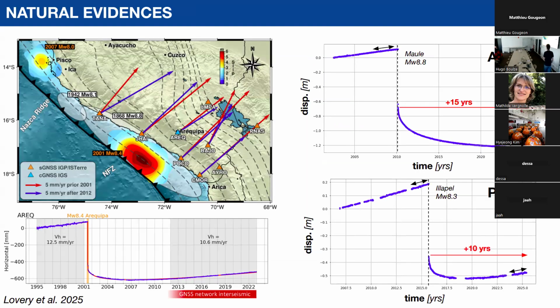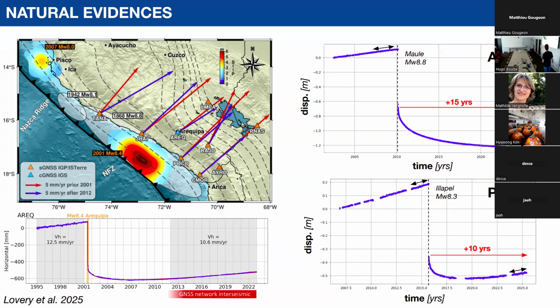And we have some natural evidence that we are actually not in the inter-seismic phase for numerous segments of the Peru-Chilean subduction zone. You have this very nice figure from Bertrand Lovry that shows that the velocity you measure before the Arequipa earthquake in southern Peru is different from the velocity you have today between 2013 and 2022. So it means that we have not yet reached the inter-seismic motion we had before the Arequipa earthquake.